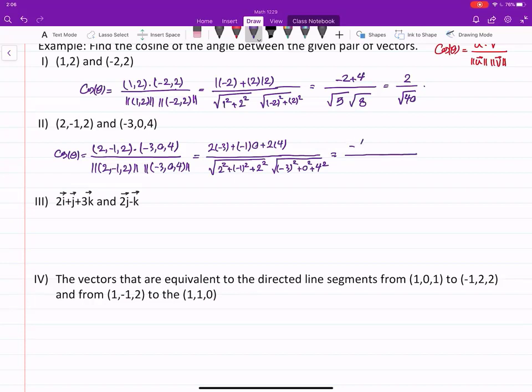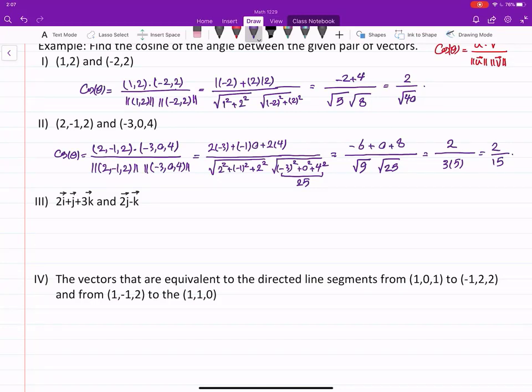So this is -6 plus 0 plus 8, over root of 2 squared, which is 4, plus 1 plus 4, is root 9. And the other one is 3 squared is 9 plus 16, this is 25. And then as you can see, the numerator is going to be 2. The denominator is going to be 3 times 5. So the cosine of the angle between these two vectors is 2 over 15.